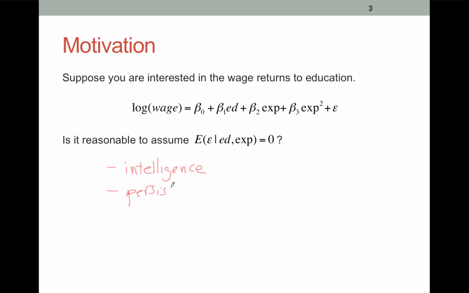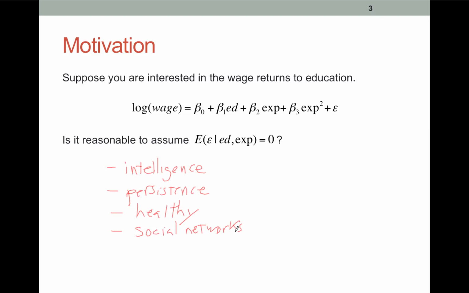Persistence, or how hard somebody's willing to work, is another characteristic that might be a determinant of wages, but might also determine how much education you get. People in good health tend to get paid more and complete more years of schooling. And similarly, people with good social networks or connections tend to get better jobs, ones that pay more, and they may also be able to get into better schools and complete more years of education.